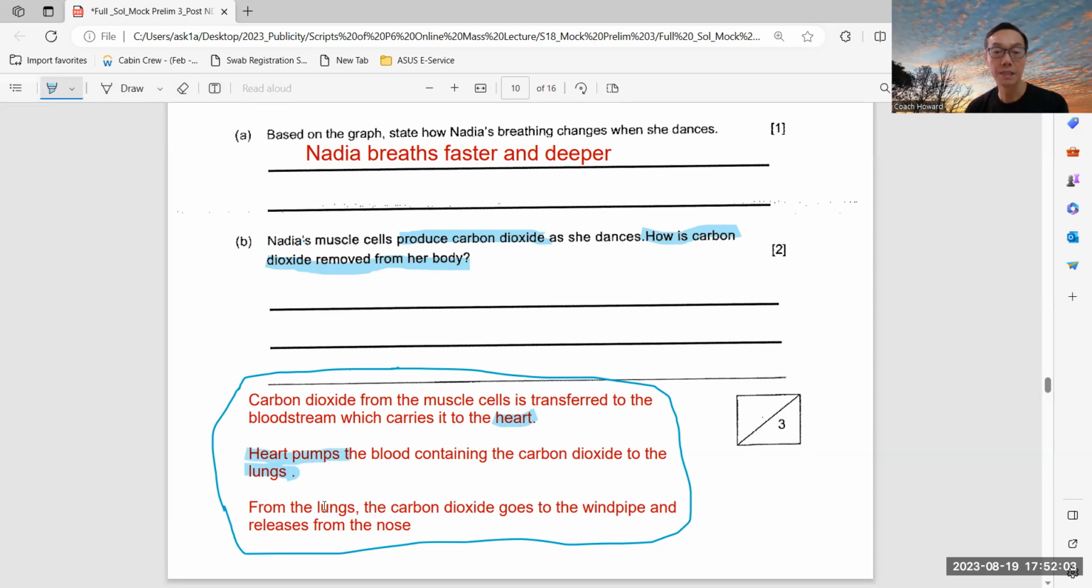And from the lungs, the carbon dioxide goes to the windpipe and is released from the nose. Okay, this part. Carbon dioxide goes to the windpipe. She respires and releases from the nose. Yeah, correct. Actually, the nose and mouth are connected, because sometimes when you do vigorous activity, you also open your mouth, right? So actually you can say released from the nose and mouth, this part.